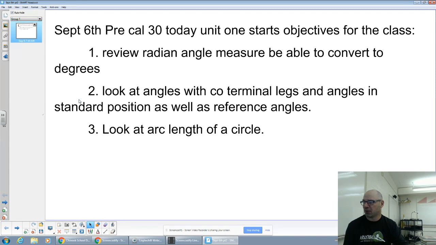And the three things that we're going to look at today, September 6th or day one. We'll call it day one because you might be a few days behind depending on when you started the course. Day one, also known as September 6th for us here in Vanguard. We're going to review the radian measure and be able to convert it to degrees. That's something you did in Pre-Cal 20. We're going to look at coterminal angles and angles in standard position as well as reference angles, so all that stuff about angles in the quadrants, and look at arc length in circles. These should all be relatively familiar to you from your Pre-Cal 20 days.